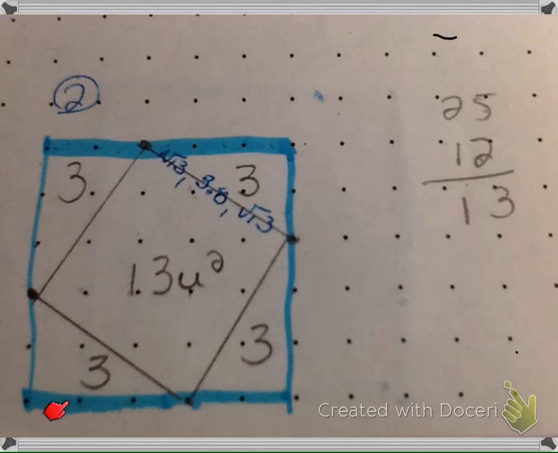Okay, now my square that's blue, 1, 2, 3, 4, 5, and 5 times 5 is 25. So I'm going to do 25. That's the area of this blue square. Take away 12. That's the area of all 4 of these. 3 times 4 is 12. And I'm getting 13. 13 is the area of the tilted square.